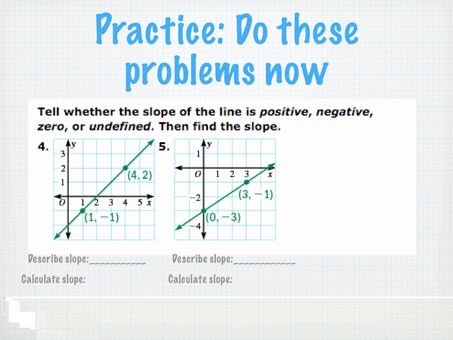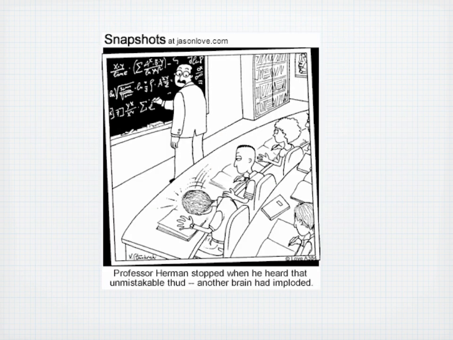Now, I'd like you to practice. Shown below are 2 lines, and on each line, we've identified 2 points. First, describe the slope, positive, negative, 0, or undefined, and then below, actually calculate the slope. Please pause this presentation while you complete this section in your notes packet. When you finish completing these problems, you can resume the presentation.